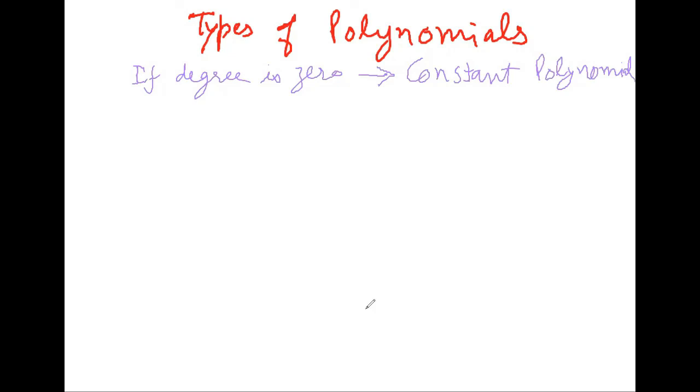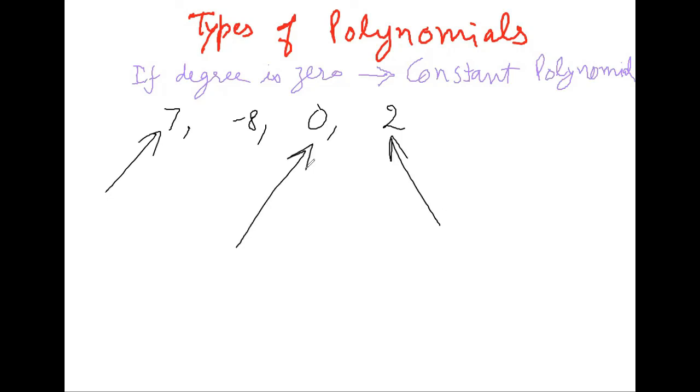Let's take examples. For example, 7. For example, -8. For example, 0. For example, 2. Here, the power of x is 0. In each case, the power of x is 0. That means the degree of each of these polynomials is 0. Degree of 7 is 0. Degree of 2 is 0. Degree of 0 is 0. Do you know why? Let us take this. Degree of 2 is 0, because 2 means 2 into 1, means 2 into x raised to 0. x raised to 0 is 1. Right?